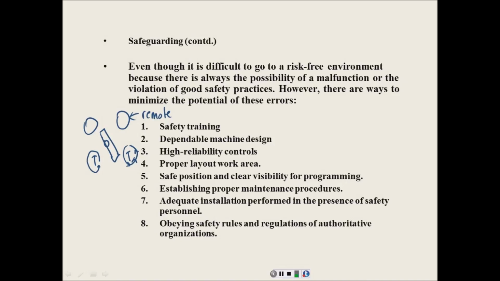So those are the 3 modes of operation. What are the 3 main modes? Teach, auto, and remote. It's just that some of your robots have 2 teach modes.